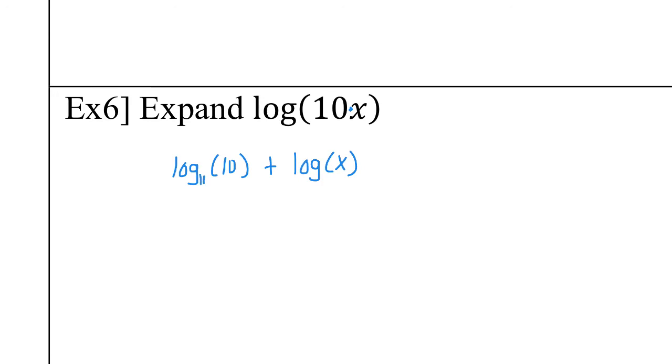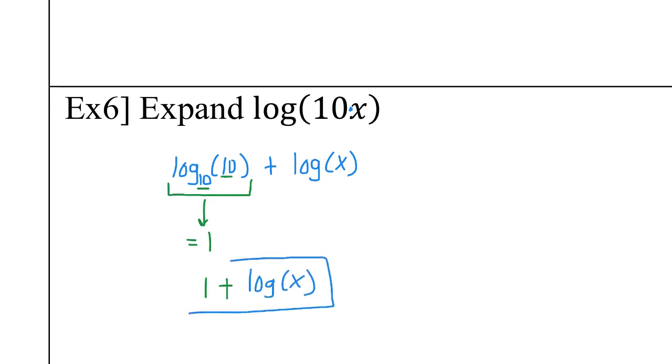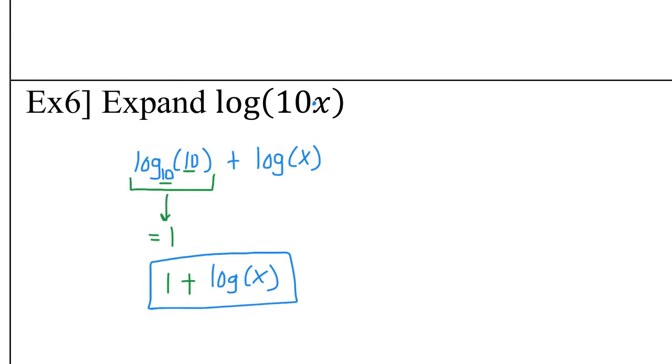I said earlier that this was log base 10 of 10. Well, when your base and your argument are the exact same number, these are considered inverses. So log base 10 of 10 is actually equal to 1. So I can make this even simpler. Instead of saying log base 10 of 10, I can say 1 plus log of x. So this is actually as simplified as this will get. Log base 10 of 10 is actually a 1. Same base equals a 1.